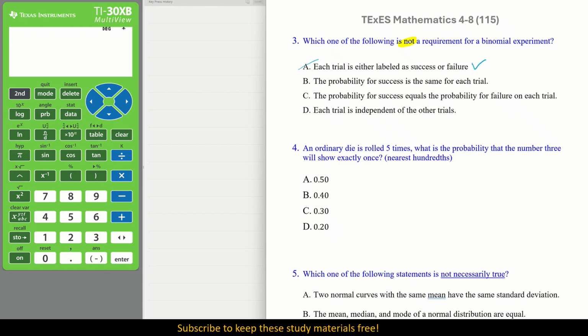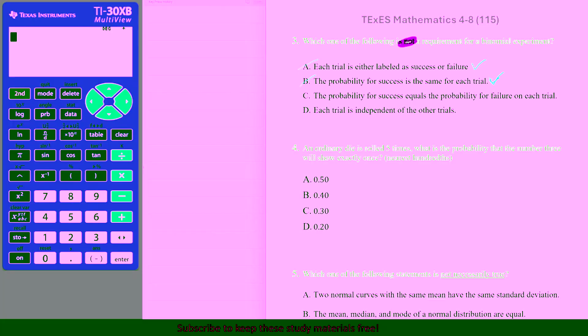Okay. B, the probability for success is the same for each trial. Oh, it has to be, or it won't work, like a die or a coin. You have to have the repeated probability. Okay, so that's not what we want. Okay, let's look at C. The probability for success equals the probability for failure on each trial. Now, you might think that, but that's not true.